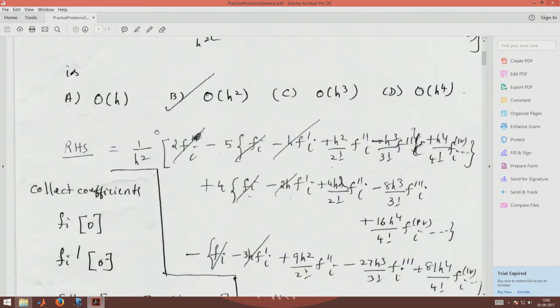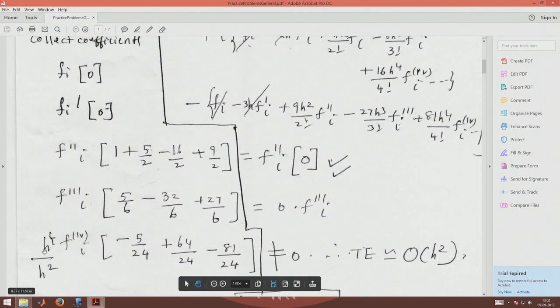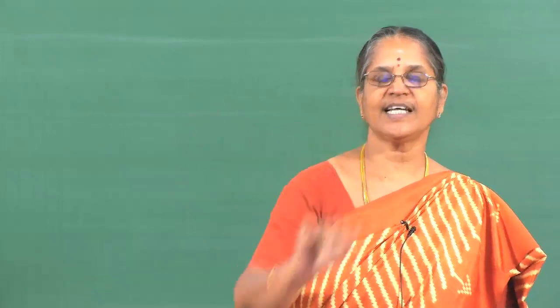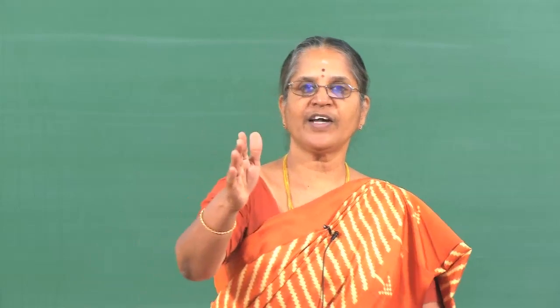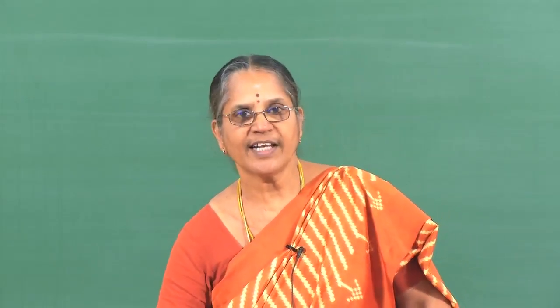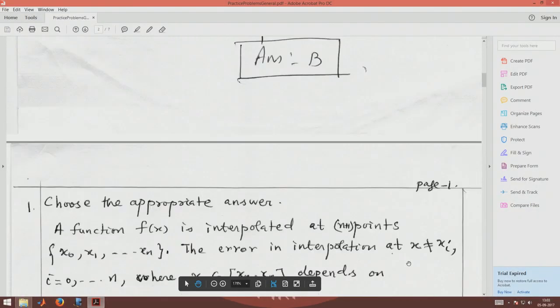So, you observe that you have the 4th derivative term appearing multiplied by h power 4 by h square, and that is a non-zero term. So, it is h square times the 4th derivative, and so that is the first non-zero term that appears in this formula when you approximate the second derivative by means of the formula on the right hand side. So, you conclude that the truncation error is of order h square.